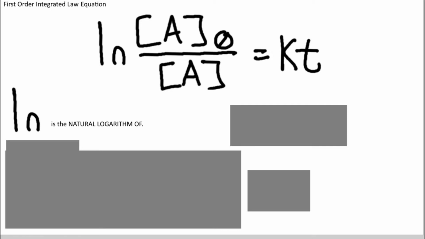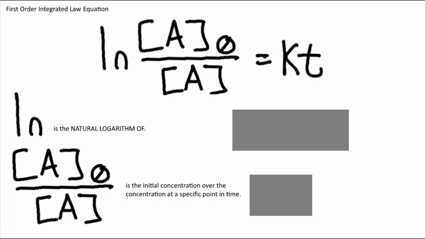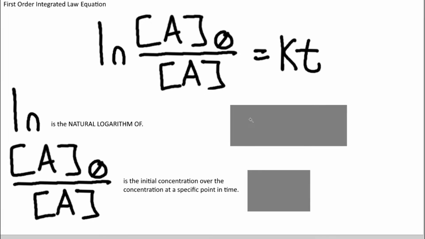The concentration of A with the 0, divided by the concentration of A, is the initial concentration over the concentration at a specific point in time of a reactant or product. So the 0 simply means the initial concentration, and then sometimes the A on the bottom is given a little t, and that simply just means the concentration at a specific point in time.